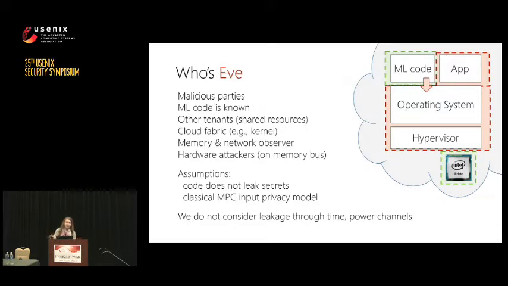And we are also in the classical multi-party computation model, where the users agree to share the output and whatever will be inferred from the input. But if we wanted to protect against those, there would be an add-on where you change your machine learning code and add, I don't know, your favorite differential privacy mechanism on top of it. We do consider memory and network side channels, but we do not consider time and power channels.